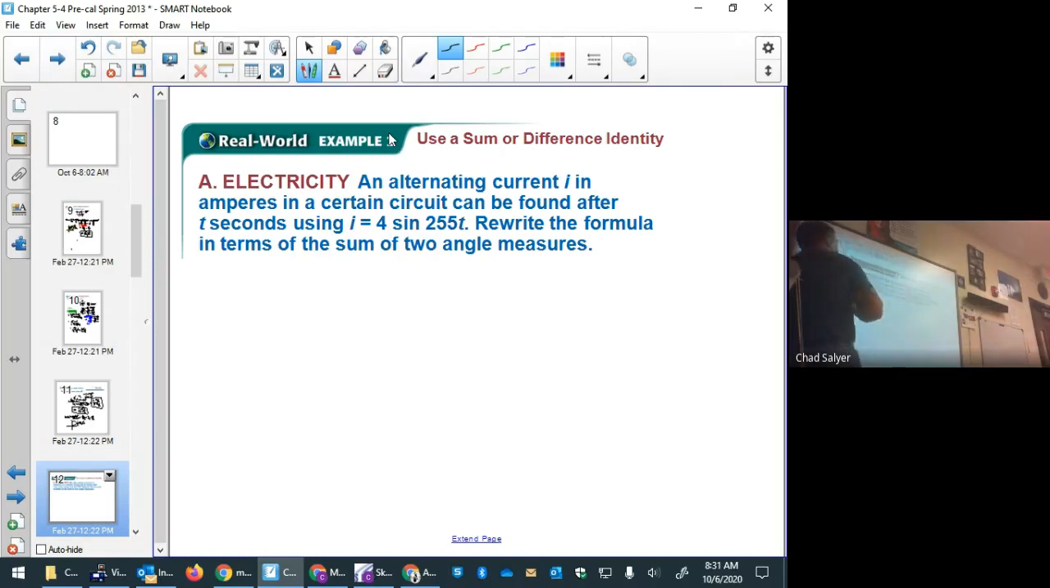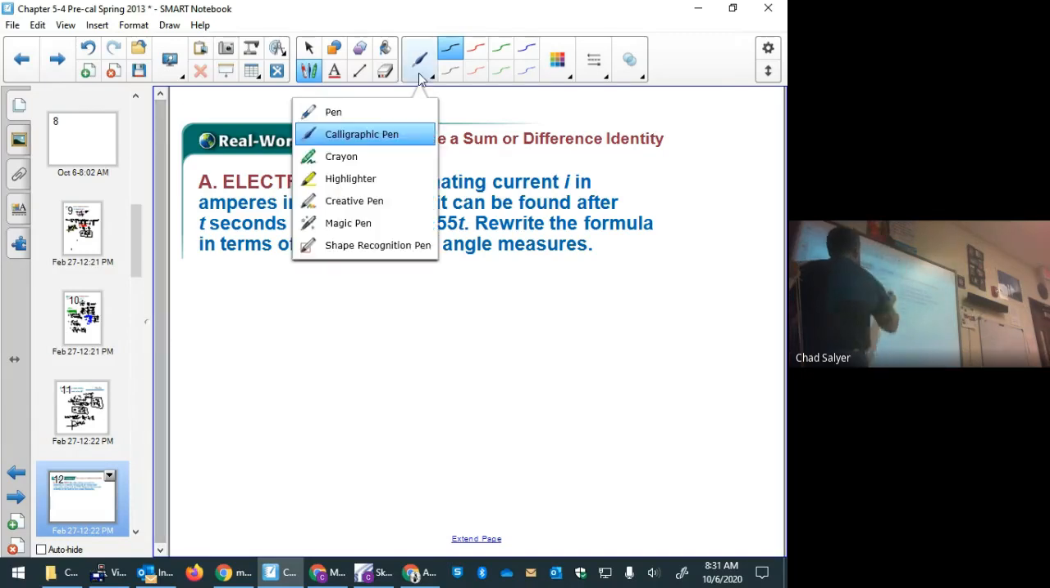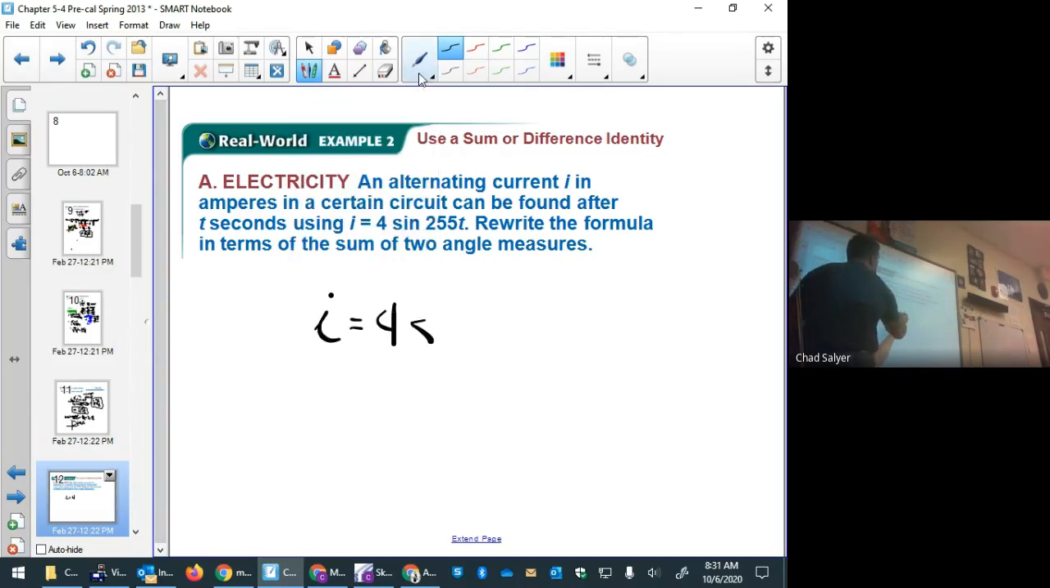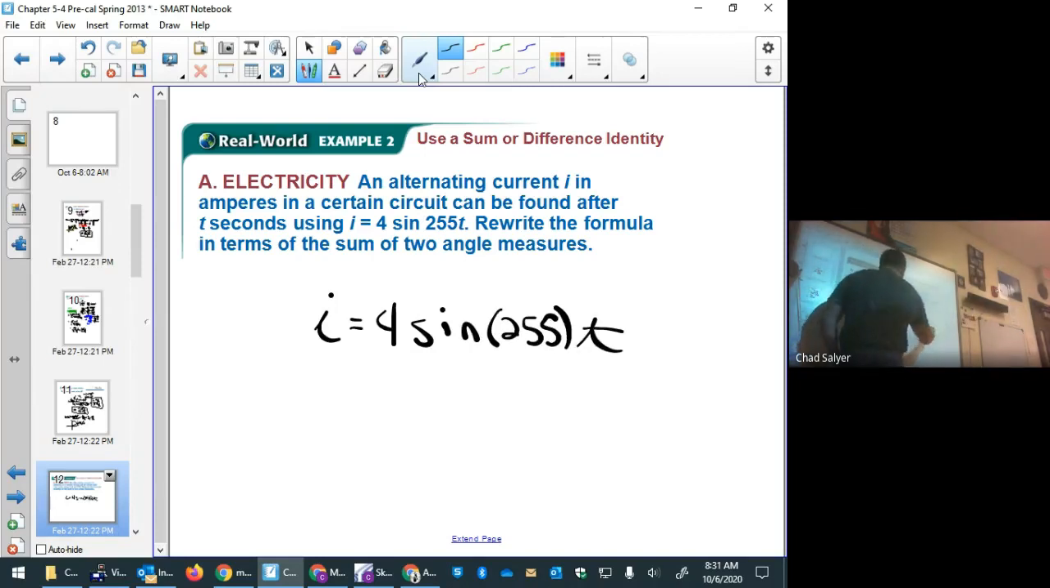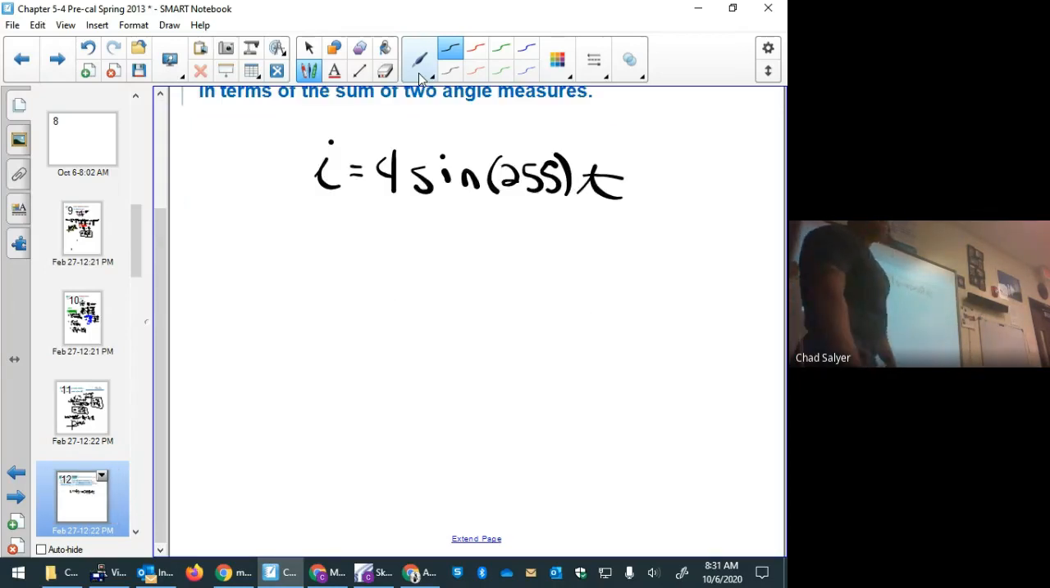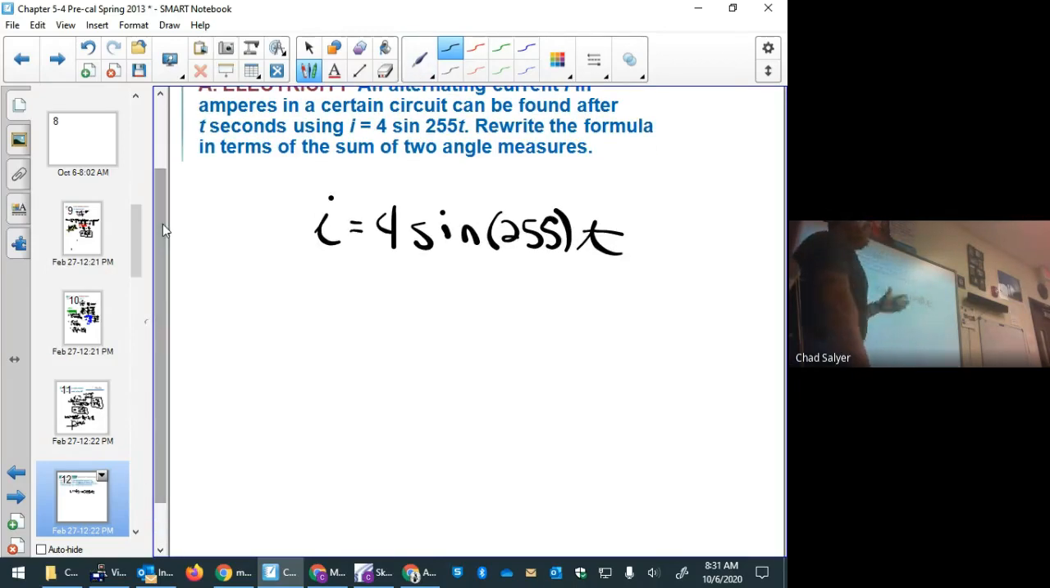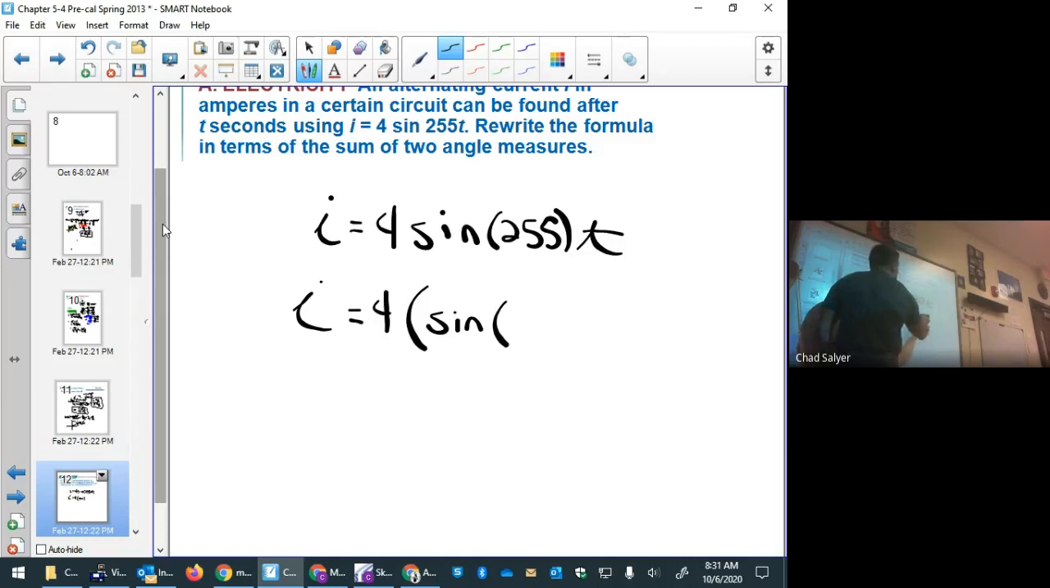Okay, so it says, rewrite the formula in terms of the sum of 2 angle measures. So we've got I equals 4 times, and they really need parentheses here like the desert needs rain. Otherwise, it doesn't make much sense. If the T is part of the argument, you're not simplifying anything. So it clearly has to be outside the argument. So I here is the current, and it's 4 times, and I can rewrite that as the sine of 225 plus 30. Yeah, those are 2 values on the unit circle.